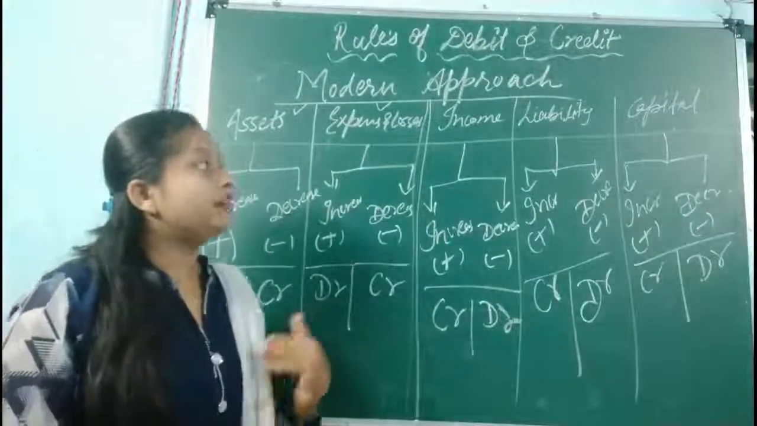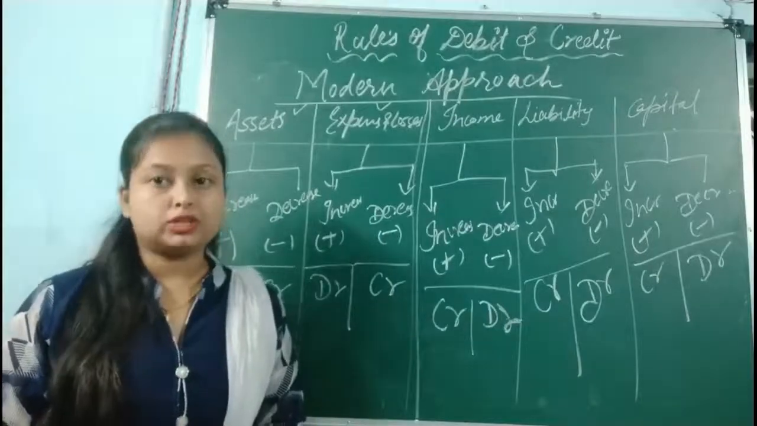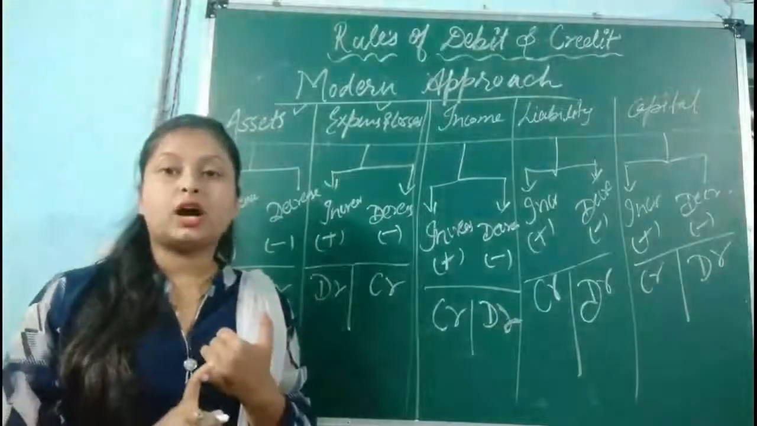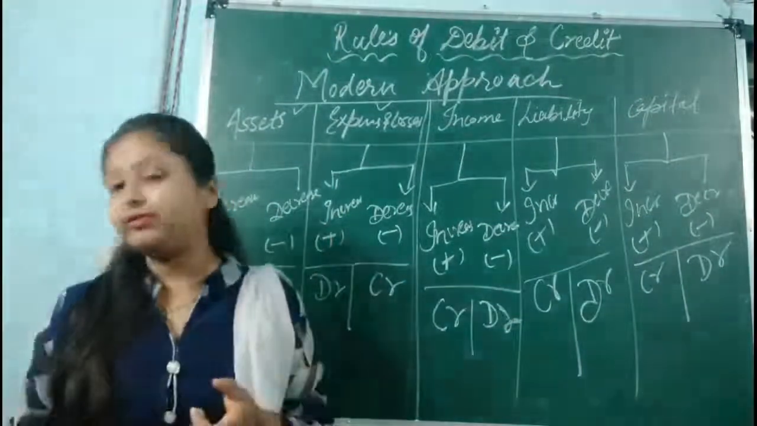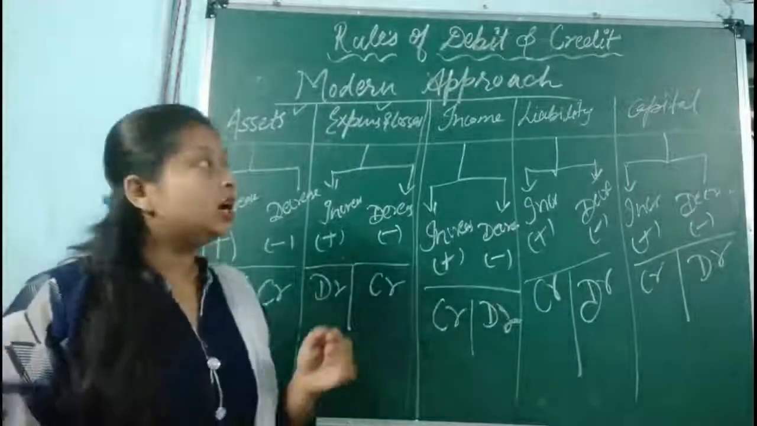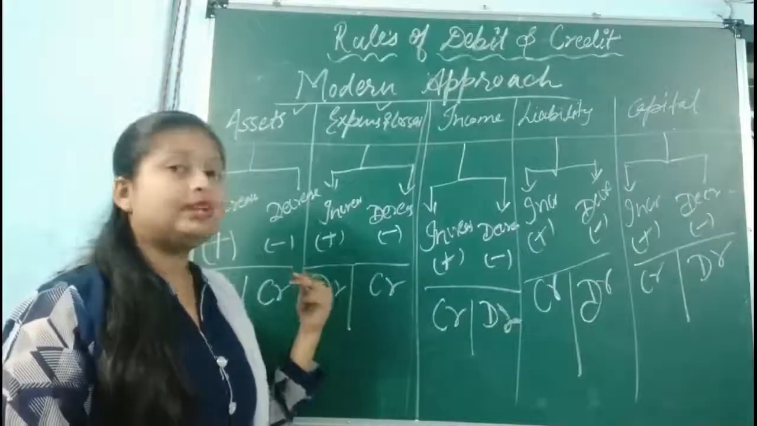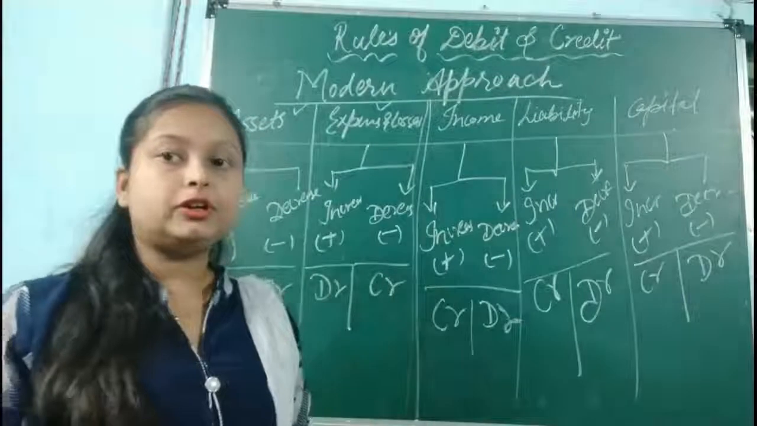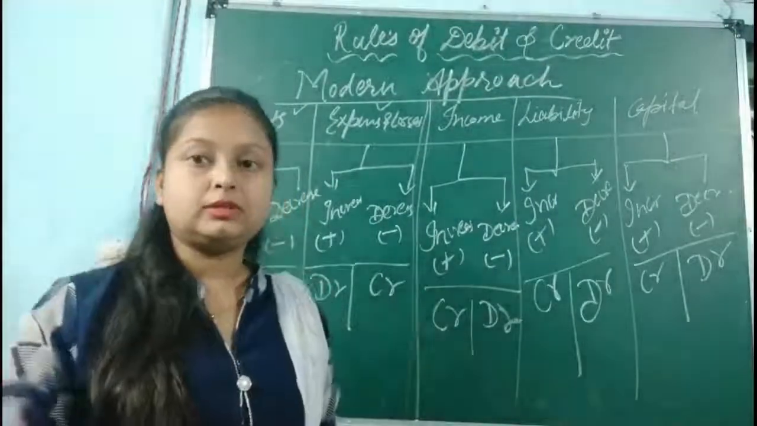After this, we are going to learn the accounting equation. I think that the golden rules of accounting, traditional approach and modern approach, are clear to everyone. Now we are going to move towards the rules of the accounting equation in the next video. So in the next video we will learn the accounting equation. Okay, thank you.